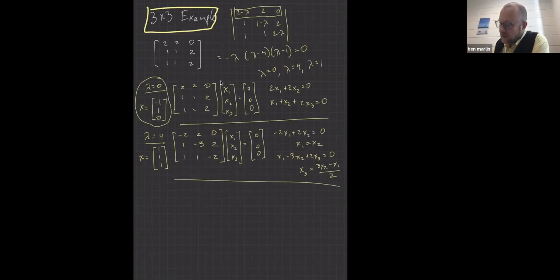All right. So the last one we have, lambda equal what? 1. And so for that, we're subtracting 1 from the diagonal. So we have 1, 2, 0, 1, 0, 2, and 1, 1, 1. Okay. So you multiply that by x1, x2, x3, and set it equal to 0, 0, 0.